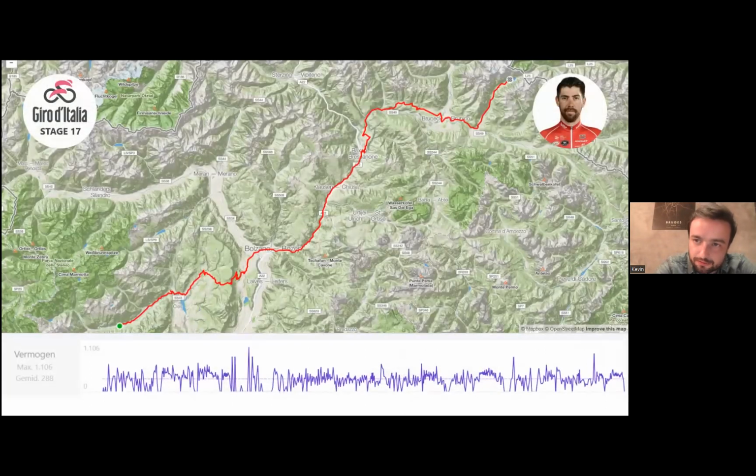Here you can see an example of a power file. It's from a few years ago, I think 2019. It's a stage in the Giro from a Belgian cyclist. This is a mountain stage. You can see his power profile. I got it from Strava.